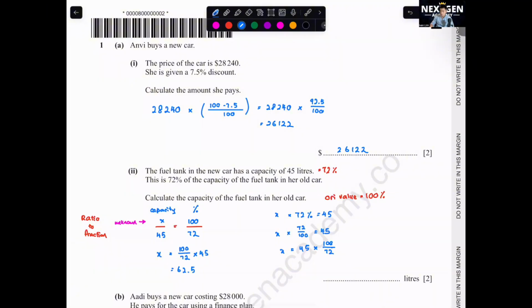Somehow I see a lot of students always get confused with this method because you're not so sure, like, do I times 72 over 100 or do I times 100 over 72? So you all just need to be clear on this. Just based on my observation, most of the time when you all write in ratio like this, it's clearer.